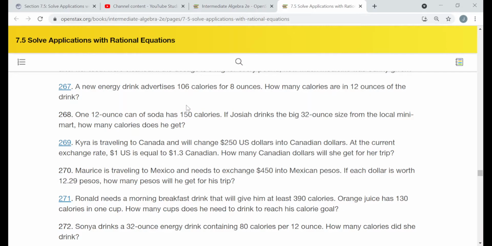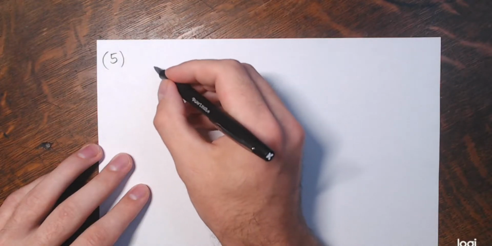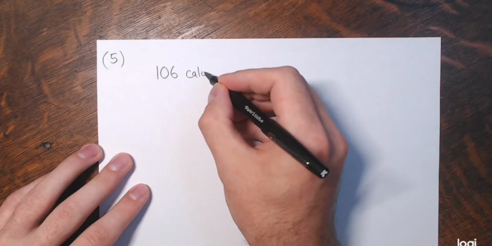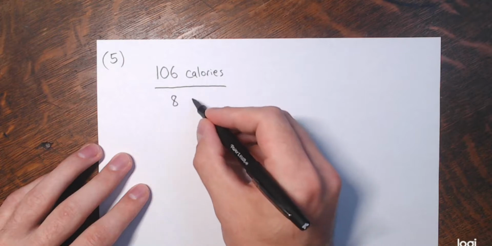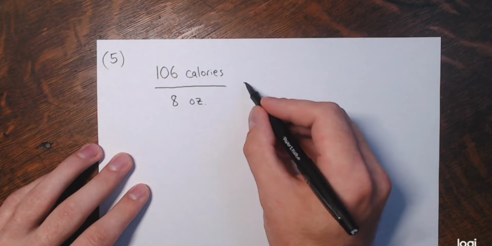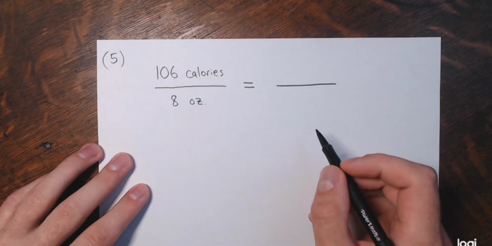Alright, so I'm going to just write it on paper now and read it out loud again. Hopefully you see it here. But so this is example 5. We'll come back to paper here. Now, again, the ratio they gave us, they said this energy drink had 106 calories for every 8 ounces, usually abbreviated OZ. And this should be equal to the ratio for any amount of energy drink drunk.